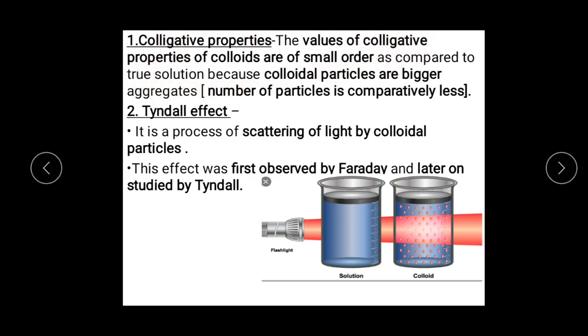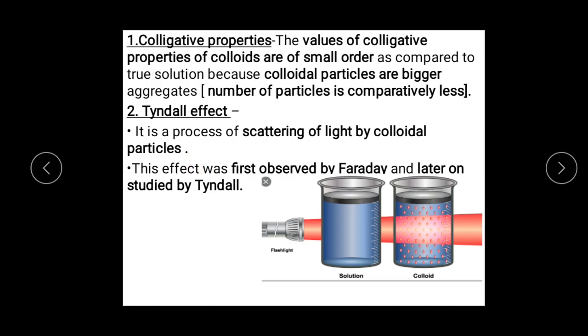Now we move on to the next property, that is Tyndall effect. You all might have observed that when a beam of light is projected in a cinema hall, it becomes visible due to scattering by the colloidal dust particles in the theater. That is actually similar to the Tyndall effect shown by colloidal particles. So how to define Tyndall effect? It is the process of scattering of light by colloidal particles.